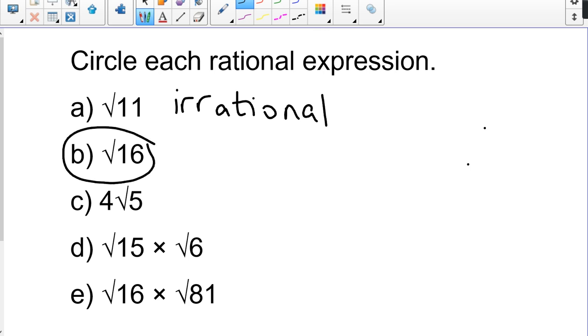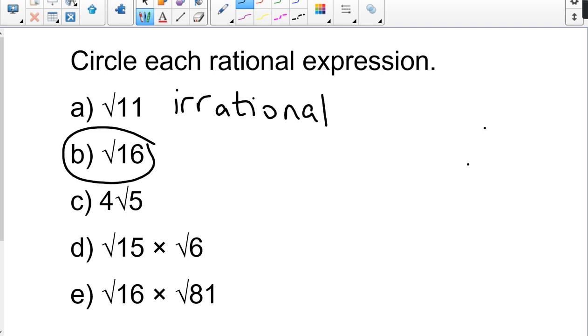Now, why was 16 a whole number and 11 was not? Well, if we look at the number 16, 16 is what we call a perfect square. It's a number that has a whole number that can be multiplied by itself to get 16, and that number was 4, like we saw on the calculator, and like we know, 4 times 4 is 16. So when we have a perfect square inside that radical, inside that root sign, we have a rational number.